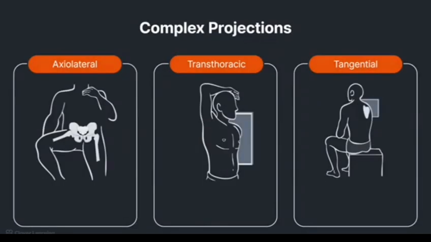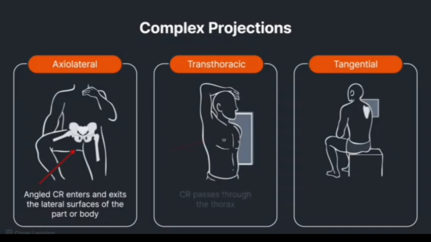There are some complex projections that are also used in radiology that technologists should be familiar with. We will group these by the most common body region for the projections. Complex projections commonly used for special views of the upper and lower limbs include axiolateral. Angled CR enters and exits the lateral surfaces of the part or body.